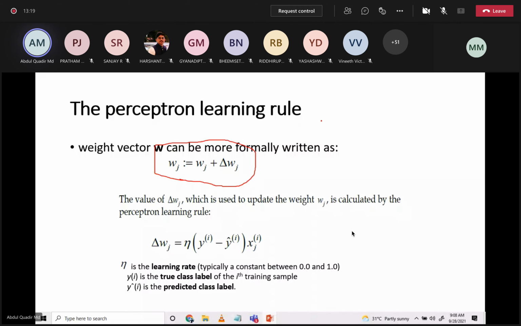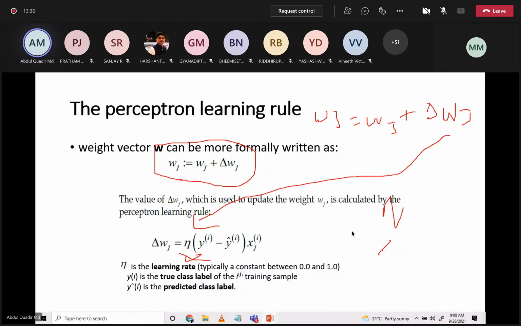More formally, the weight update is written as Wj equals Wj plus delta Wj. This delta Wj is calculated using alpha, the training rate. N or alpha, both are the same; kindly remember both are the same. T is the actual output, which is already there in the data set. And this is the predicted output.